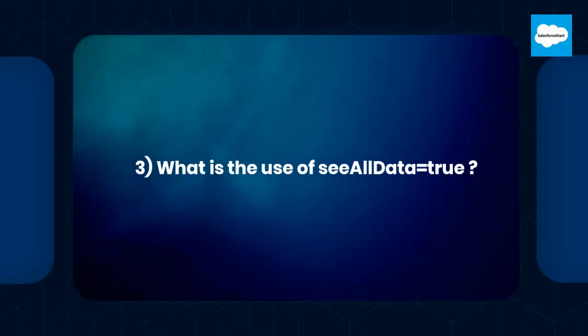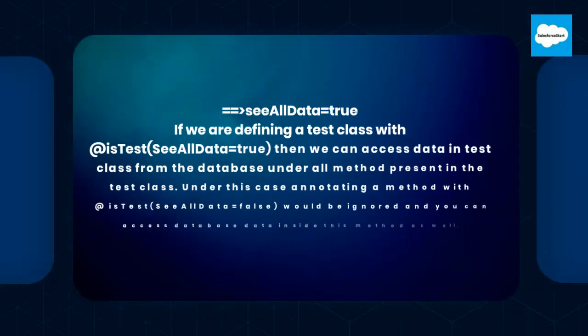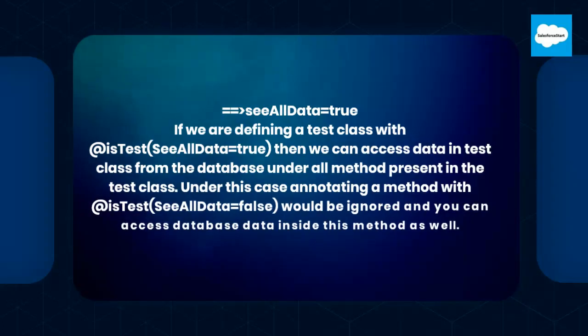What is the use of seeAllData=true? If we define a test class with @isTest(SeeAllData=true), then we can access data from the database in all methods present in the test class. In this case, annotating a method with @isTest(SeeAllData=false) would be ignored, and you can access database data inside this method as well.